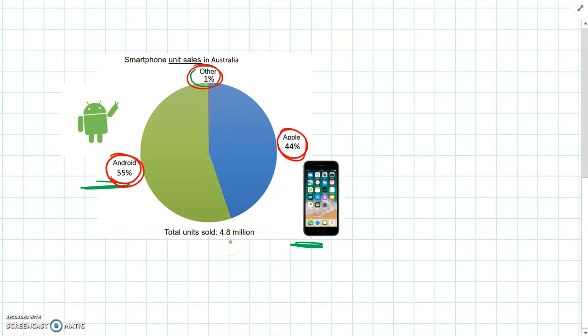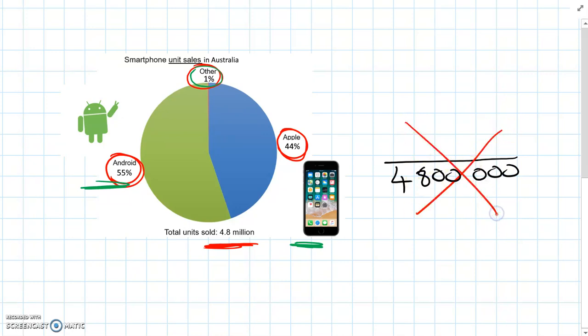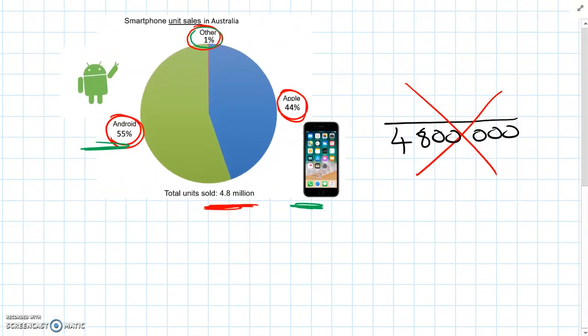And the reason we use percent here is because in Australia there are 4.8 million phones sold every year, and it's too hard to write a fraction out of 4.8 million. So then we'd have a fraction for Apple and a fraction for Android. So instead of writing a big fraction, we prefer to use a percentage, because then we can just imagine out of every 100 people, this many people buy an iPhone.